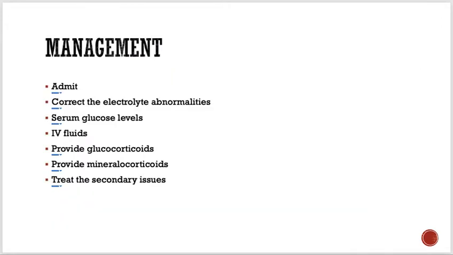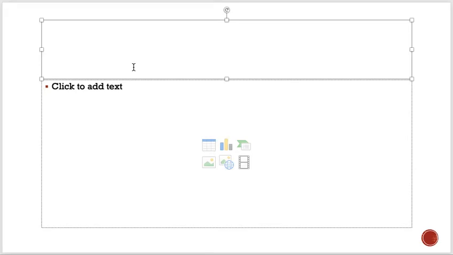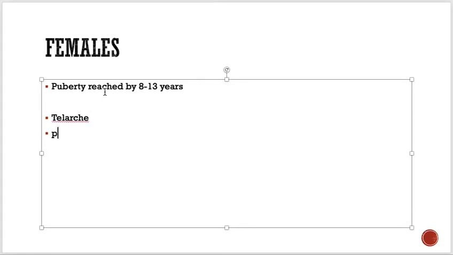Okay, wait, I will write it down because I can get confused as well. So in females, puberty is reached by 8 to 13 years of age. Okay, now the sequence is something like this. First is thelarche, then pubarche, then growth, and then menarche.